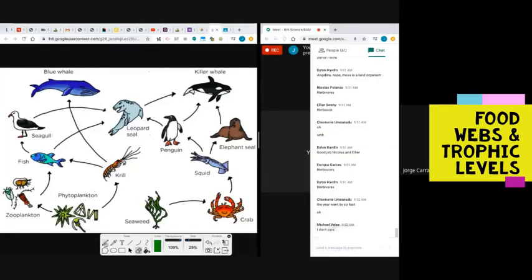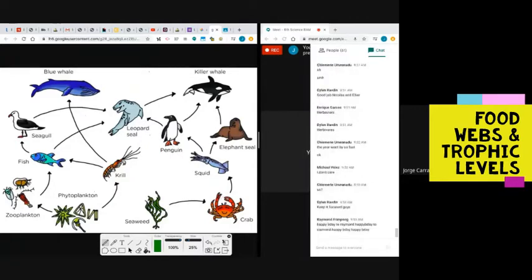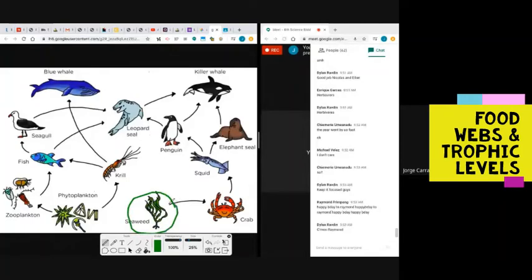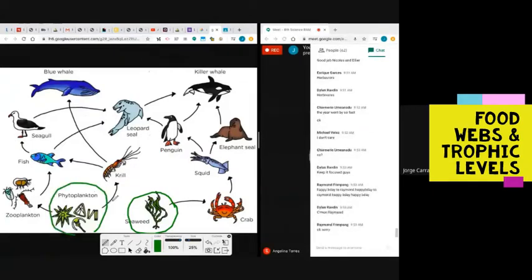So I'm gonna give you an example of how to find the producers. The producers are gonna be the ones that don't have arrows pointing at them. These animals right here have arrows pointing at them. So I'm gonna say only the seaweed, which again is a type of algae, doesn't have arrows pointing at it. And also the phytoplankton. If you look at it, the only arrows are going away from it. That means that organisms are getting their energy from them, but the phytoplankton, since they don't have arrows pointing at them, we know these two are producers and they're getting their energy from the sun.